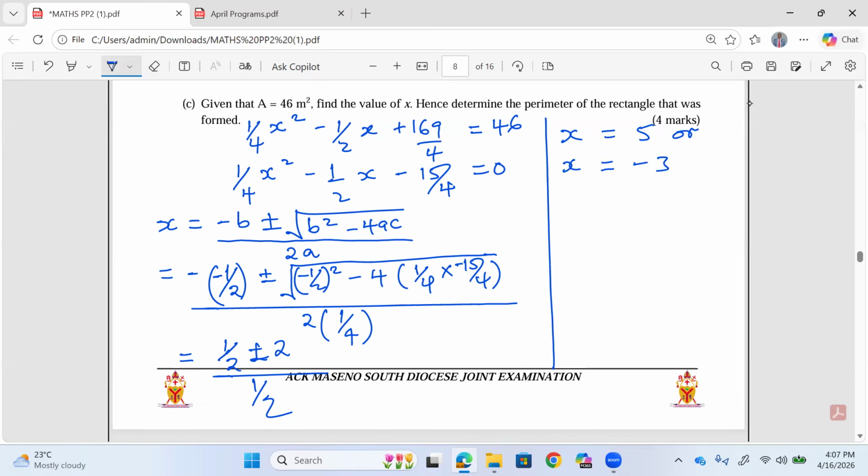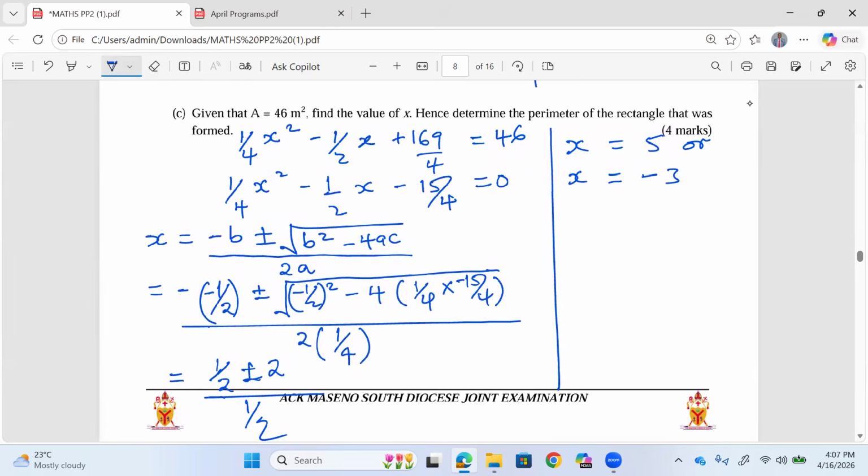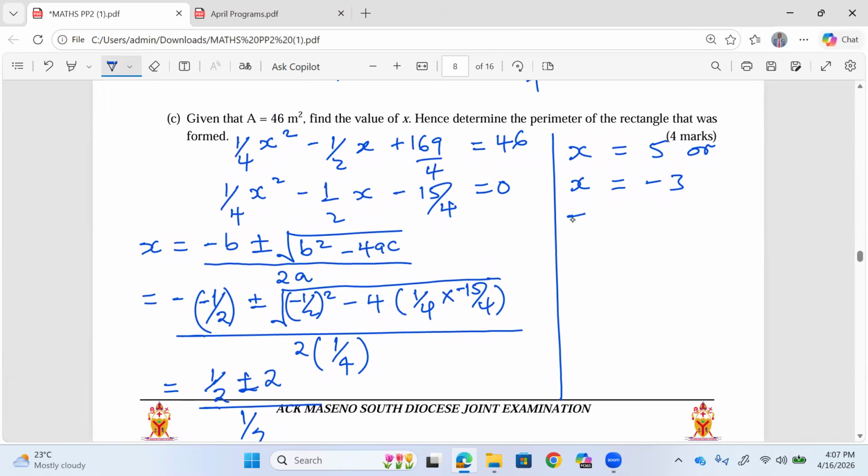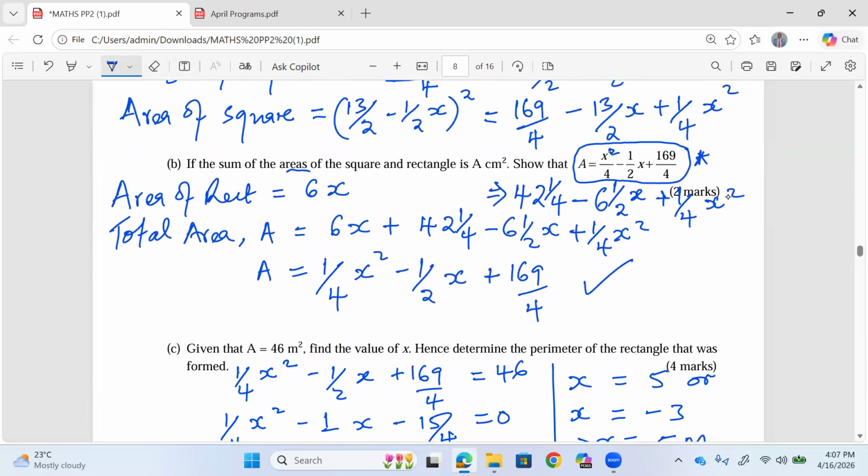Now with 2 values of x, and this is an application question whereby we are dealing with a physical quantity. With physical quantities, values are supposed to be positive. So at this point, there is no way a measurement of a length can be negative. And so we'll say that now we settle for x equals 5 centimeters or meters, like that, meters.